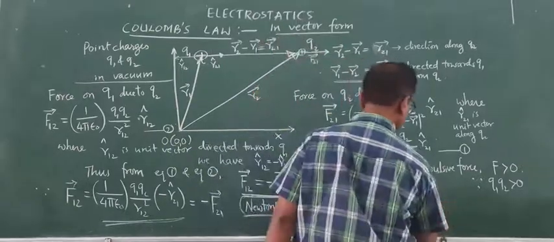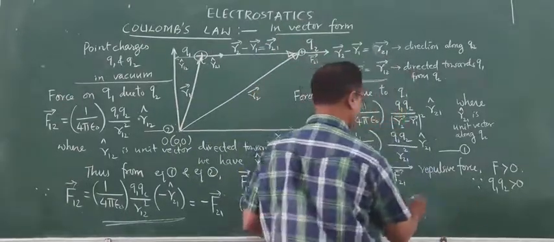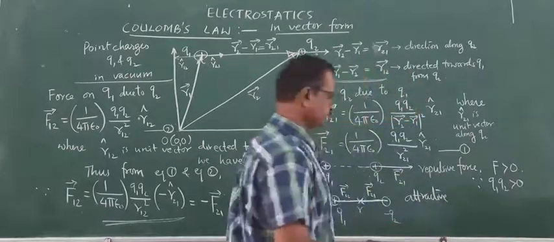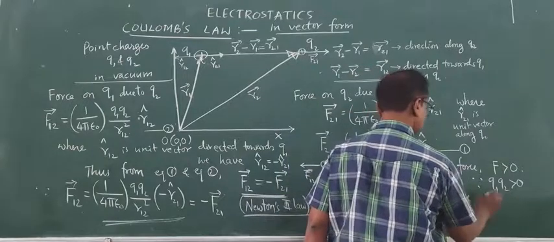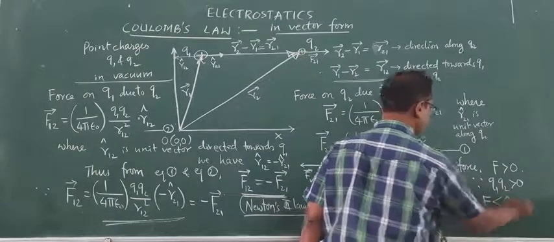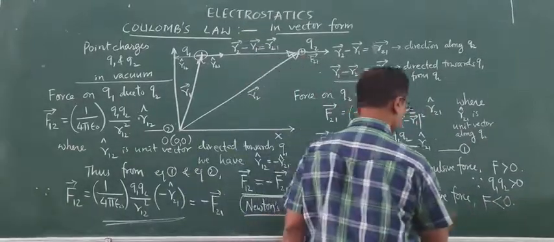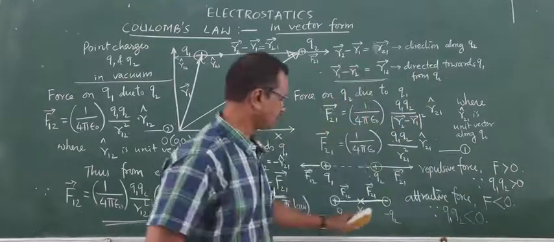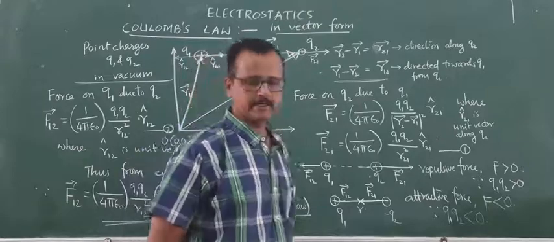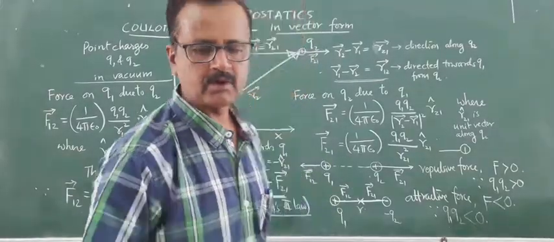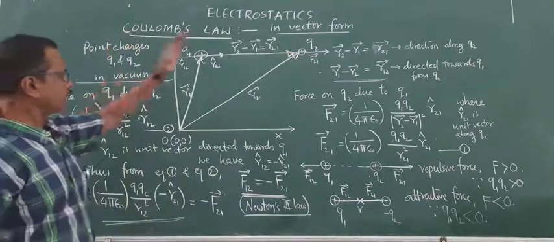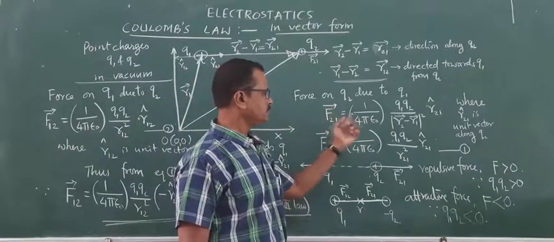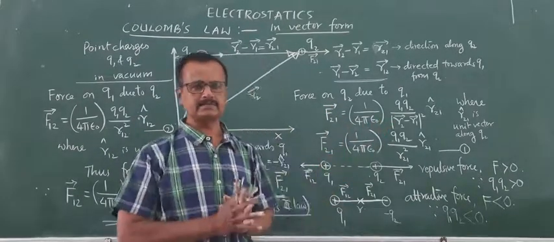You can write this force is attractive in nature, because the force is negative. The force is negative here because the reason is the product Q1 Q2 is negative. Thus, we have written Coulomb's law in vector form. Coulomb's law in vector form is written by force as a vector which has both magnitude as well as direction.